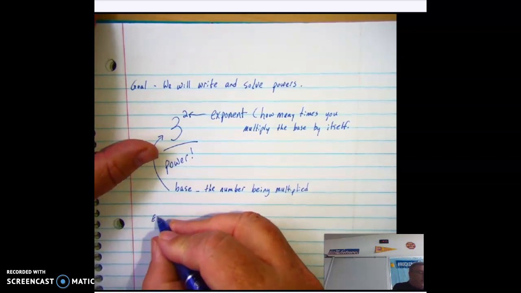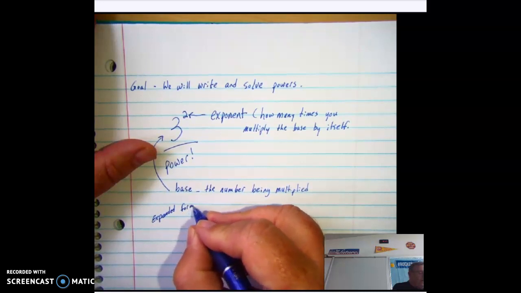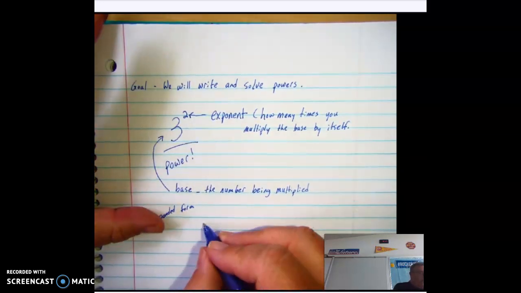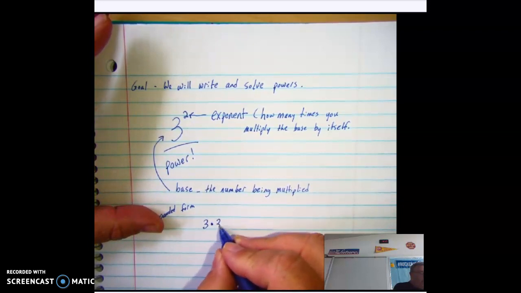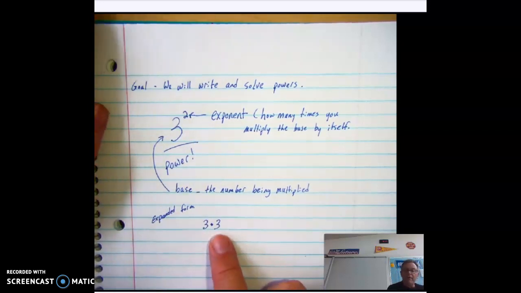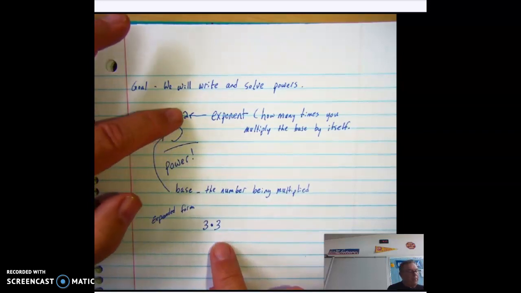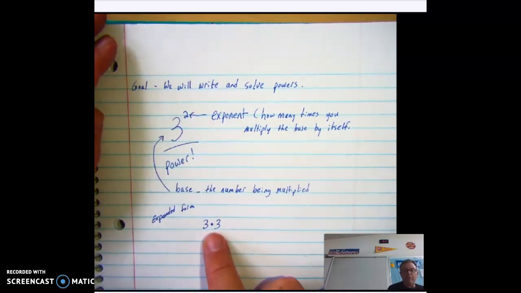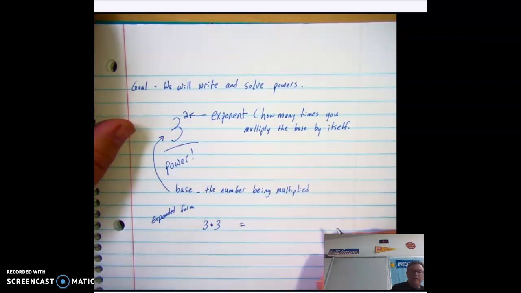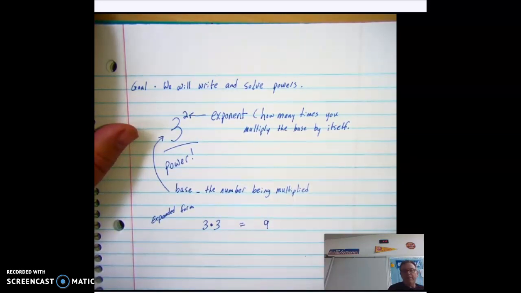So if I do what's called expanded form, I'm going to write out 3 to the 2nd is the same thing as 3 multiplied by 3. This dot means multiply. We're going to see a lot of it when we do order of operations in algebra. So this is the same thing as 3 times 3, because I have a base of 3 and I'm multiplying it by itself 2 times, 3 times 3. And then if I evaluate it or solve it, 3 multiplied by 3 is 9.